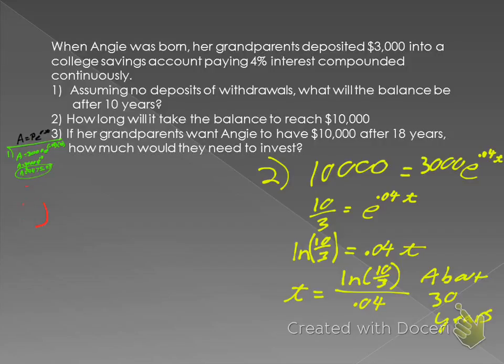All right, number 3 now. If her grandparents want Angie to have $10,000 after 18 years, how much would they need to invest? So now you're looking for P. The end game's 10 grand, right? Now we want to know the initial investment after 18 years, at the 0.04 interest rate.